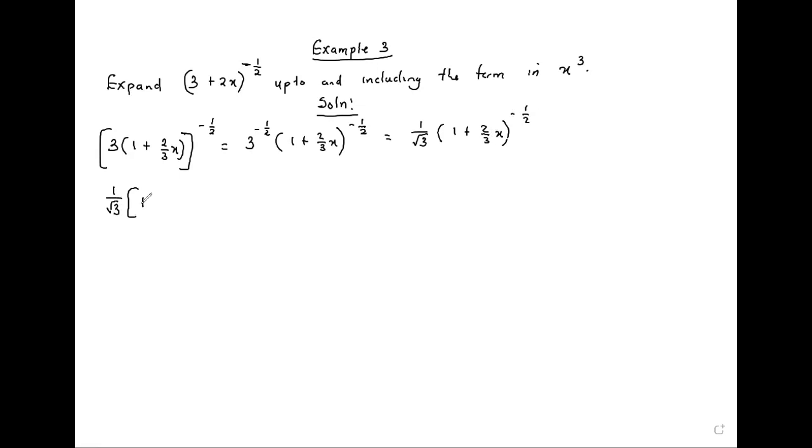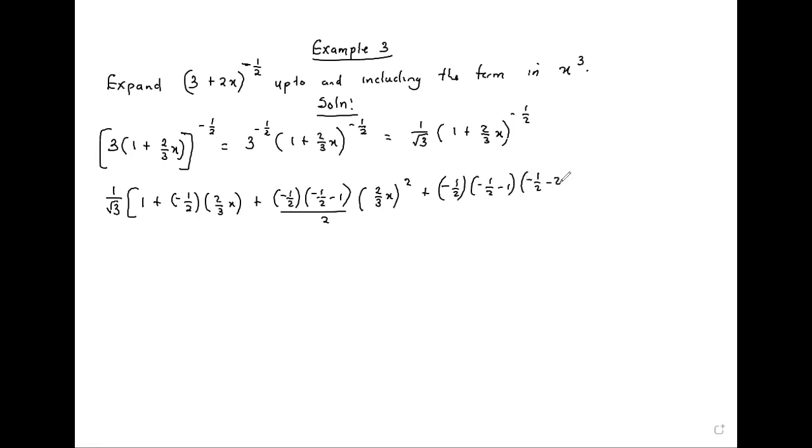So we'll have 1 plus n, which is -half, the b part is 2 over 3x, plus n, negative half, minus 1, over 2, the b part is 2 over 3x squared, plus negative half, minus 1, negative half, minus 2, over 3 factorial, which is 3 by 2, the b part is 2 over 3x cubed. You close there.